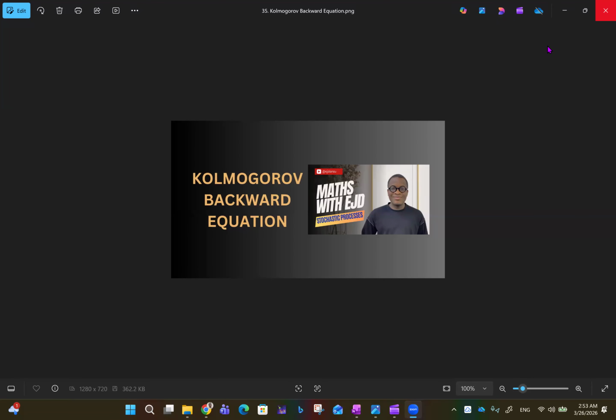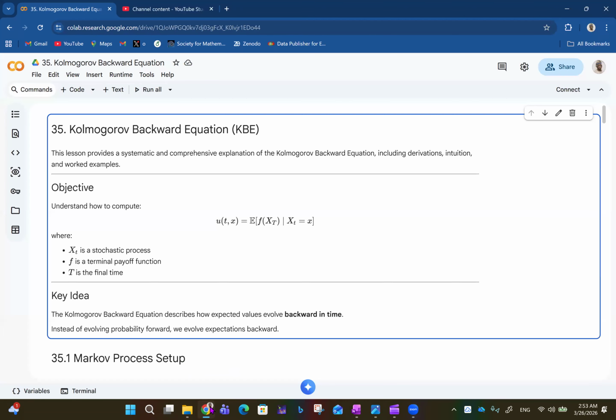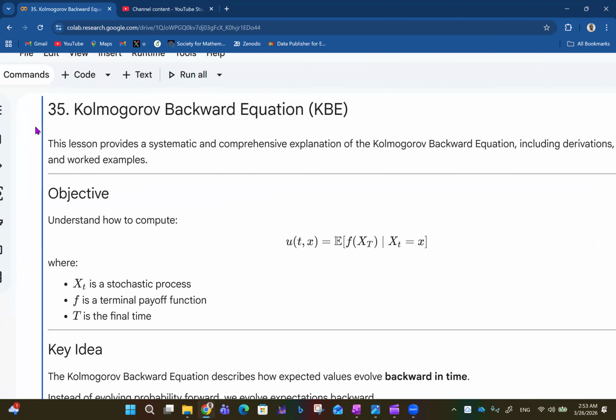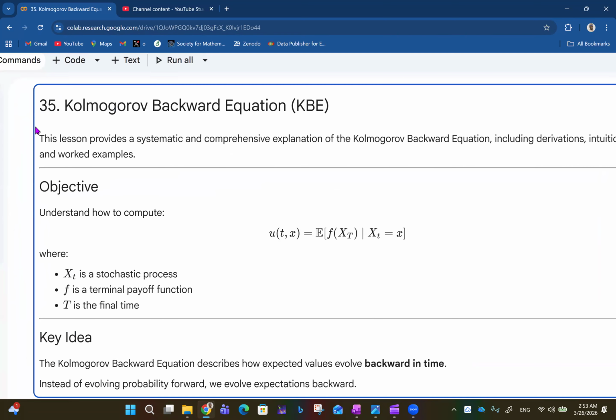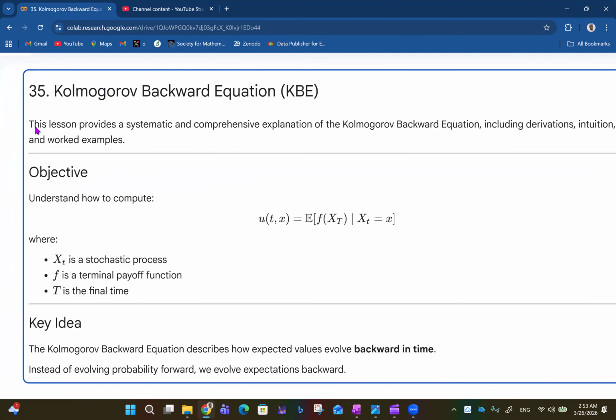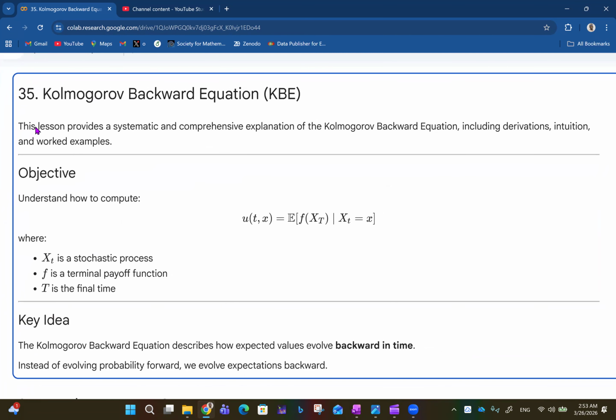After considering the Kolmogorov forward equation, it is time to look at the Kolmogorov backward equation and see what it does. Okay, so the Kolmogorov backward equation, or KBE. This lesson provides a systematic and comprehensive explanation of the Kolmogorov backward equation, including derivations, intuition, and worked examples.